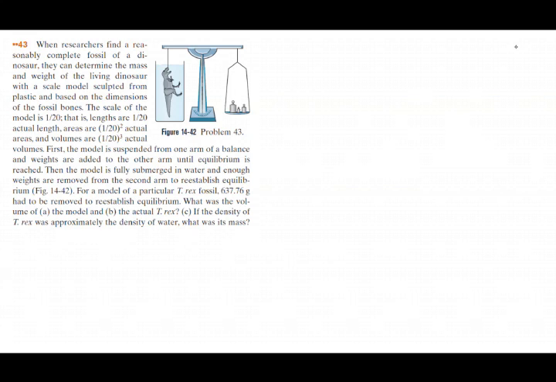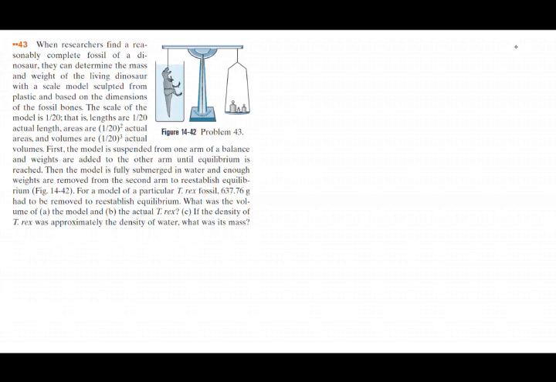When the model is fully submerged in the water and enough weights are removed from the second arm to reestablish equilibrium, 637.76 grams had to be removed to re-establish equilibrium for the full model of the particular T-Rex fossil. What was the volume of the model and the actual T-Rex? That's number B. And C, if the density of T-Rex was approximately the density of water, what was its mass? So we have to first find out what is going on here.